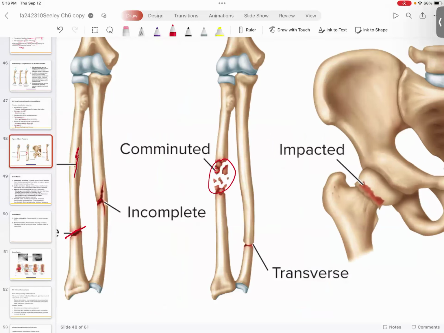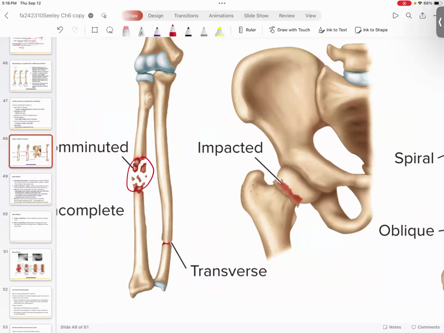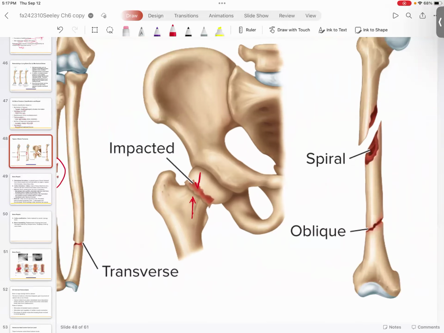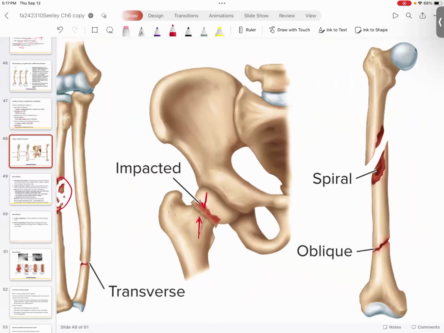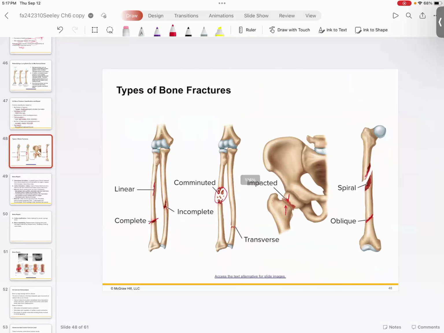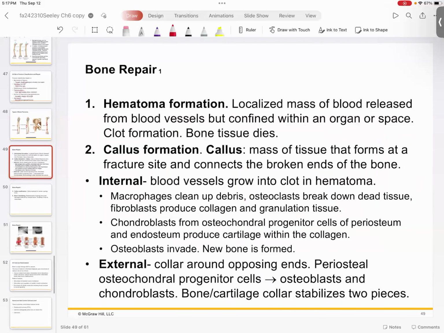Oftentimes this will require surgery to get those fragments in line to hopefully get those to start healing up. An impacted fracture is associated with stress that's basically creating this kind of grinding effect. So when two bones impact against each other, that's going to be an impacted type of fracture. A spiral fracture is one that basically has a bit of a twist to it. And then an oblique fracture is just basically an angular fracture. Remember, oblique basically means diagonal. So those are different types of fracture patterns that we see.